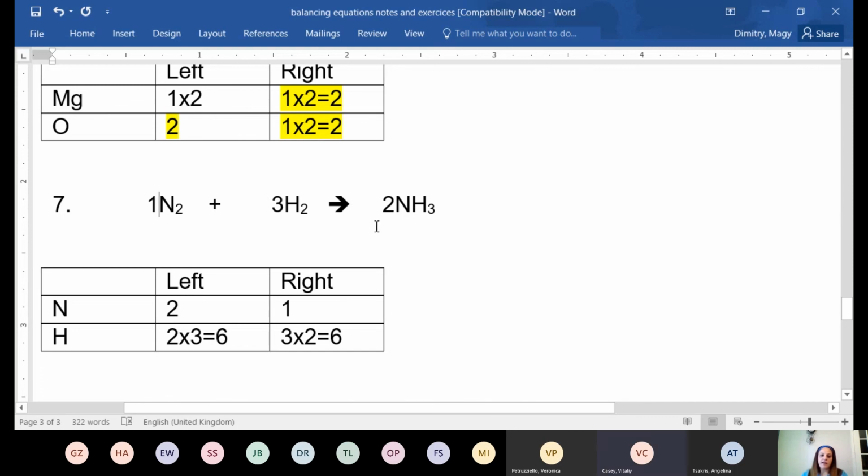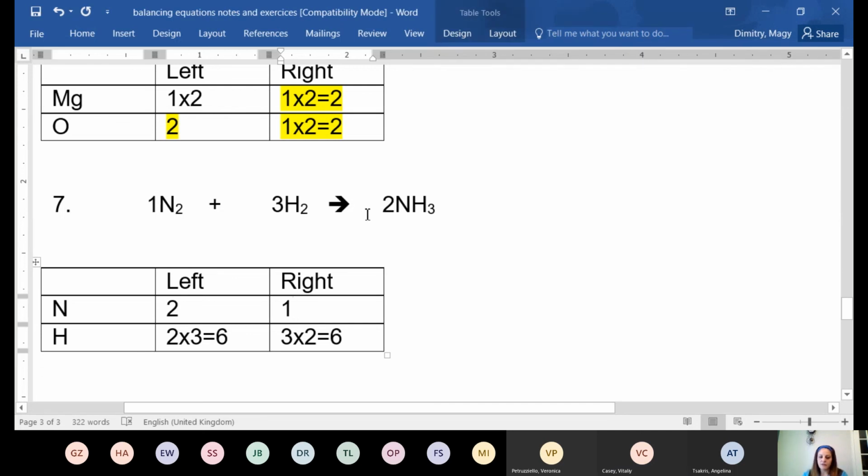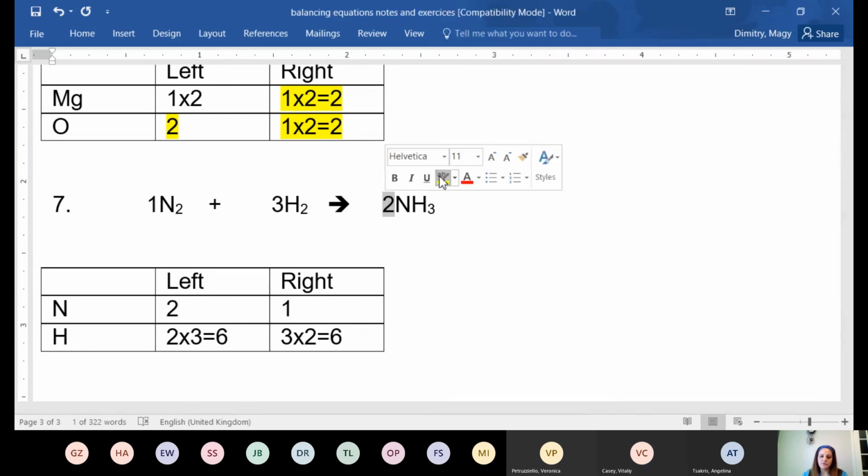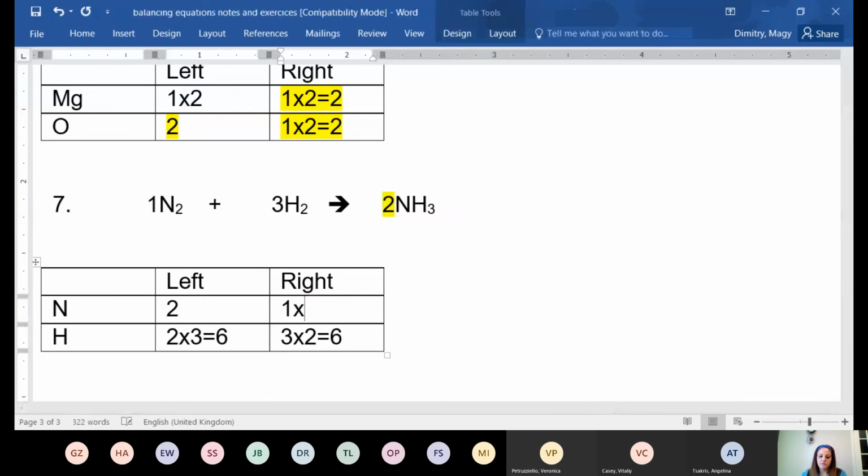And now look, by adding a 2 here, you're fixing the nitrogen problem too. Because at first I had 2, and now I had 1. But when I'm adding a 2 here, it solved the problem here also. So now everything's balanced.